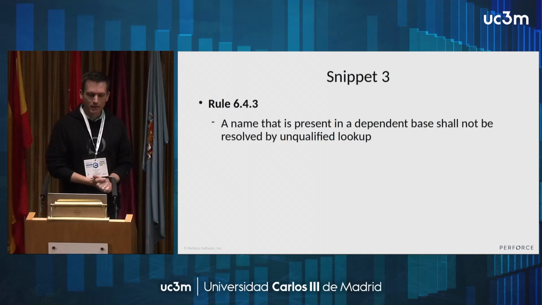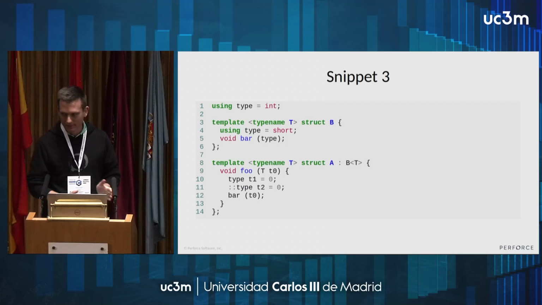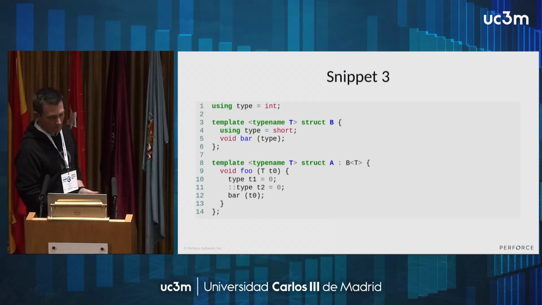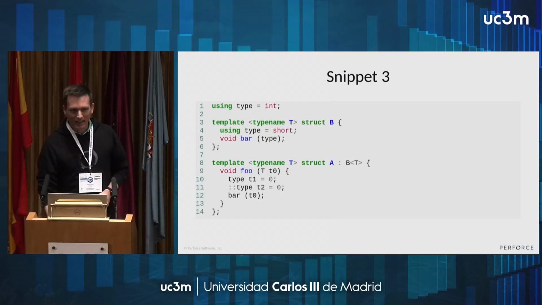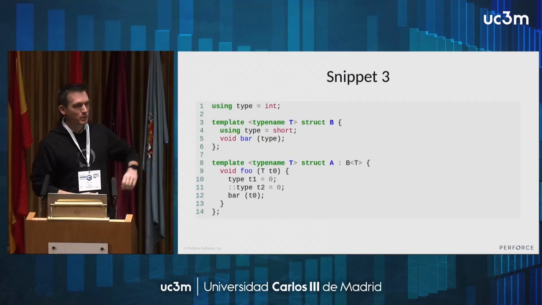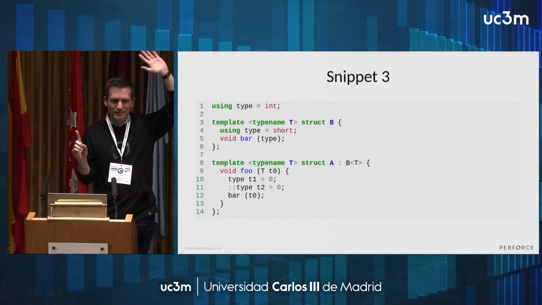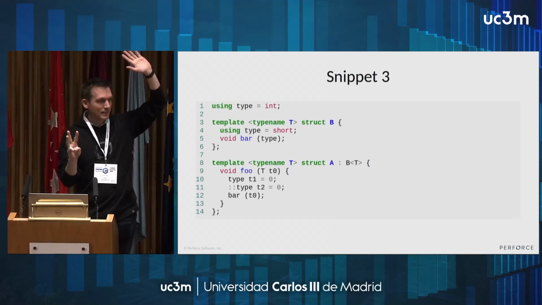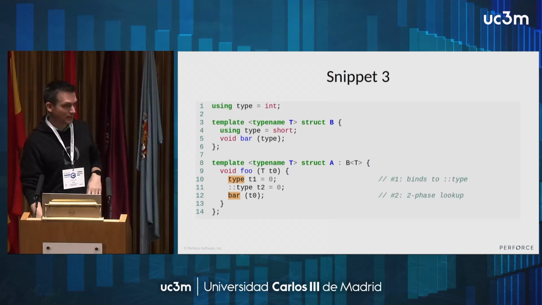A name that is present in a dependent base shall not be resolved by unqualified lookup. This one should be really easy. Okay, so the code is fully compliant, 1 non-compliance, 2 non-compliances, 3. Okay, so if you said 2, you're correct.